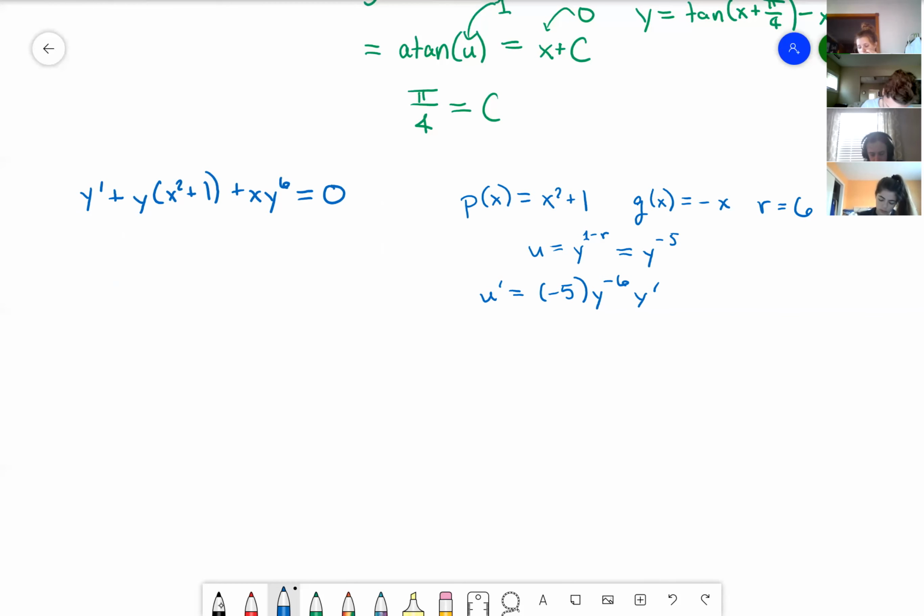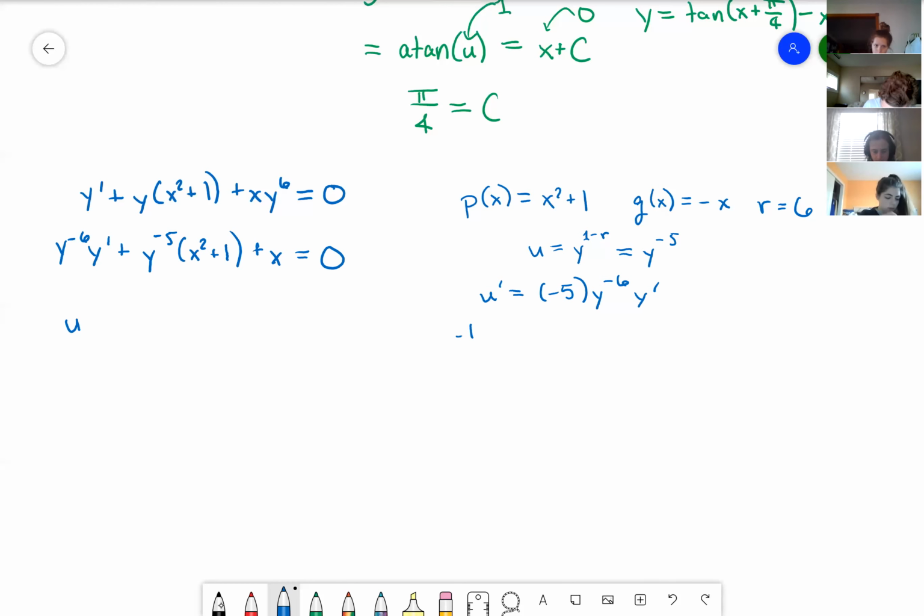So let's go back to this step, and I'm going to divide through by y to the 6th. So I get y to the minus 6 y prime plus y to the minus 5th times x squared plus 1, plus x equals 0. I think this is easier. So y to the minus 6th y prime is just u prime.